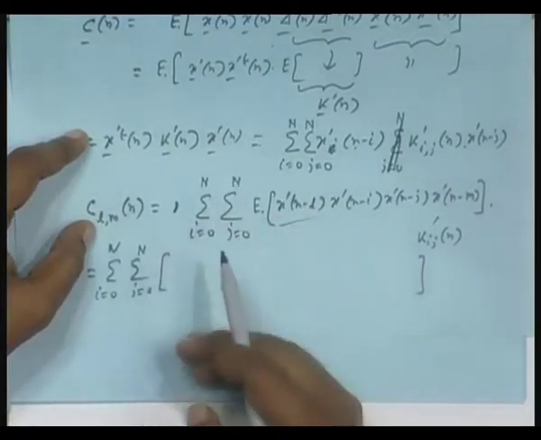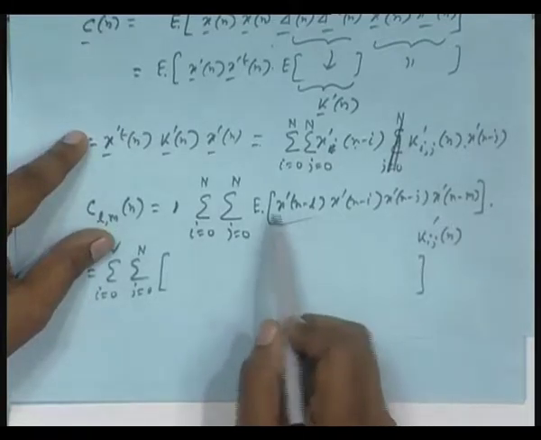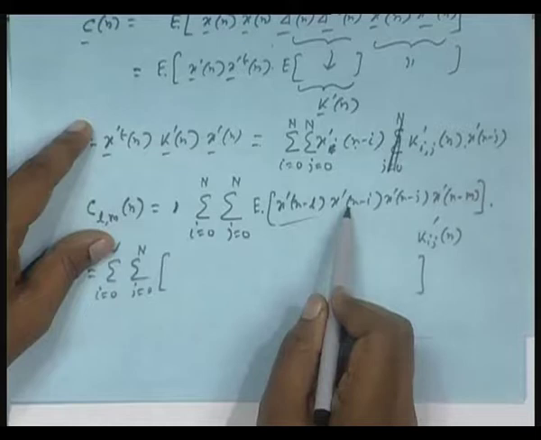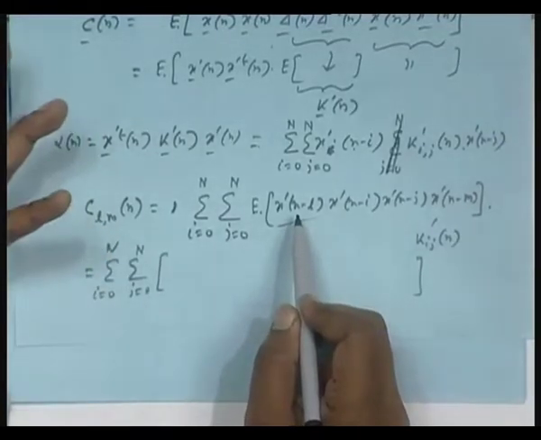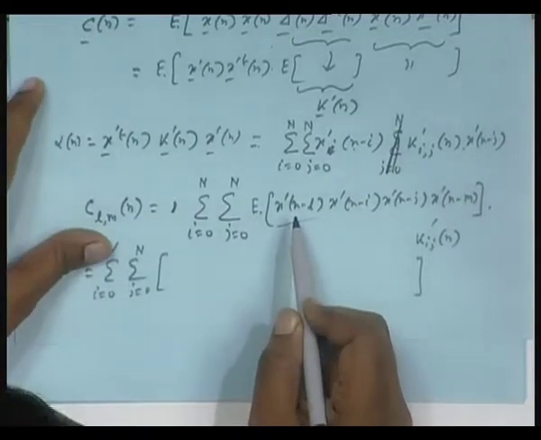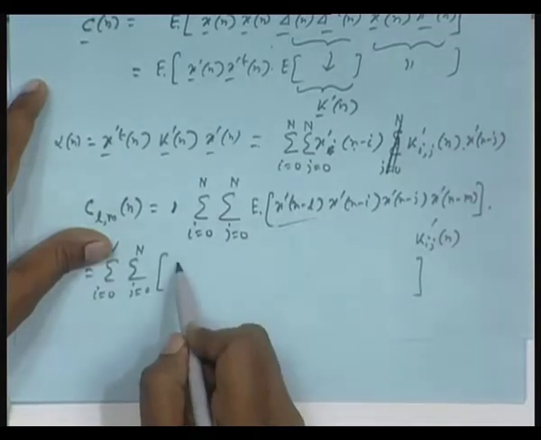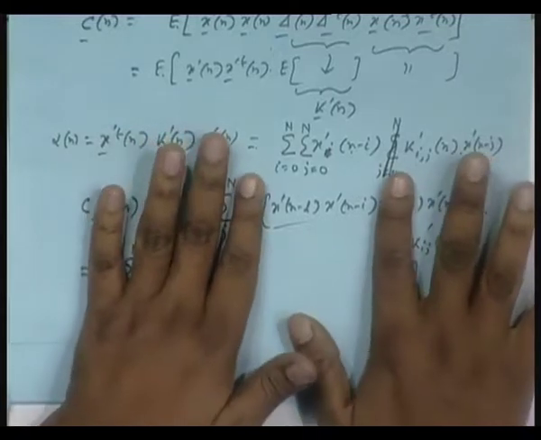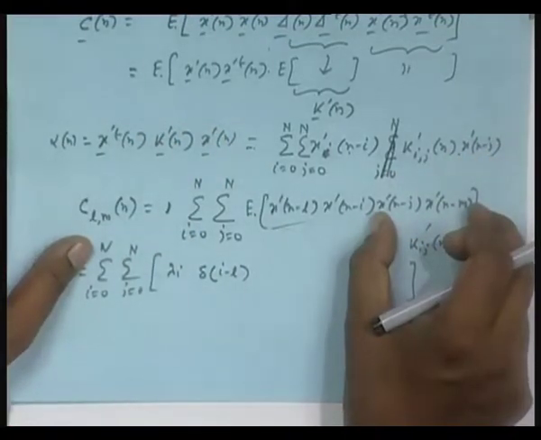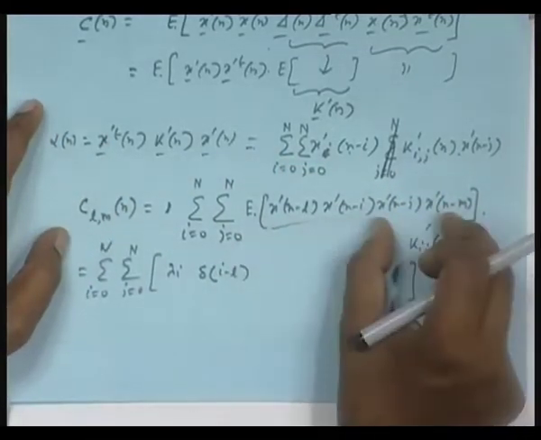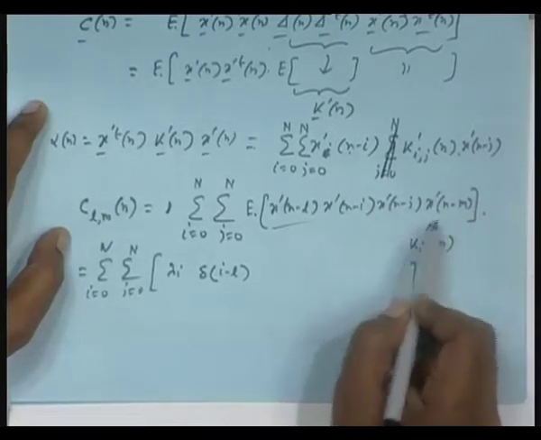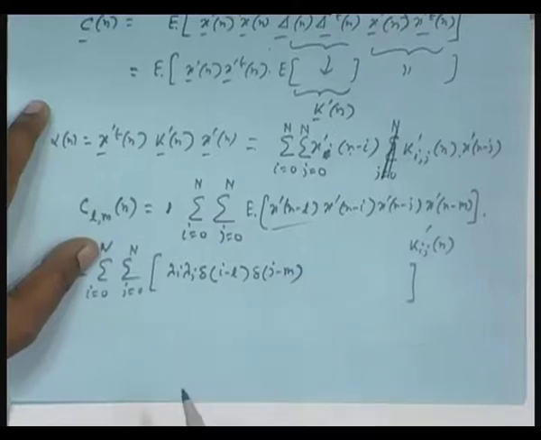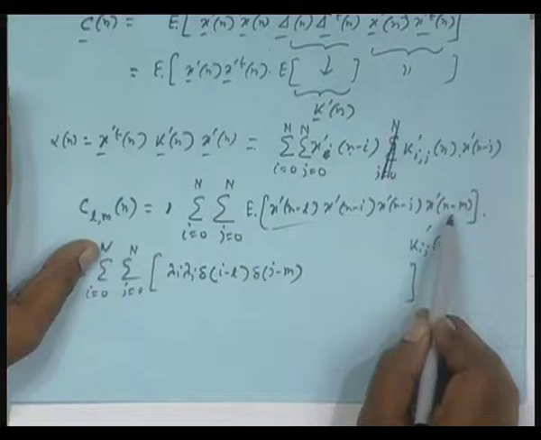Permit me to skip some steps, because you already know this result. I will write directly E over this product times E over this product. E over the first product will be delta i minus l, with lambda i, from these two, multiplied by E of these two. You remember that expansion for the Gaussian case, E of first and second times E of third and fourth. Third and fourth will give rise to lambda j delta j minus m.